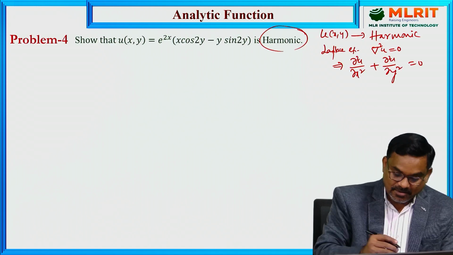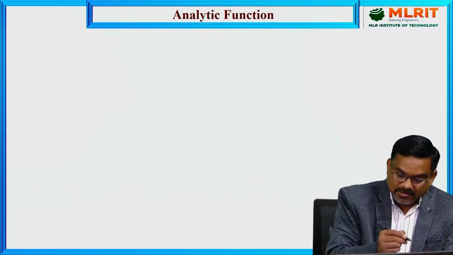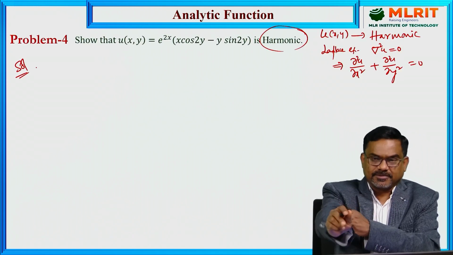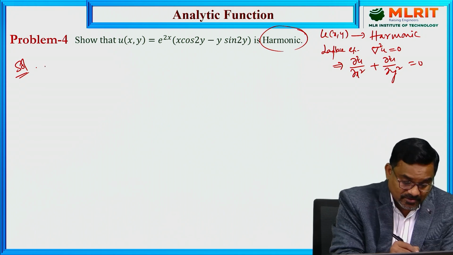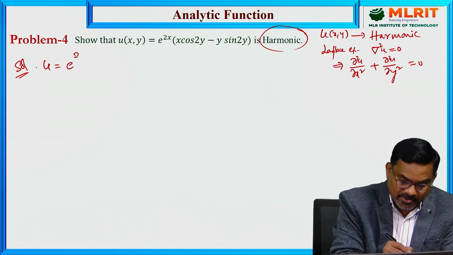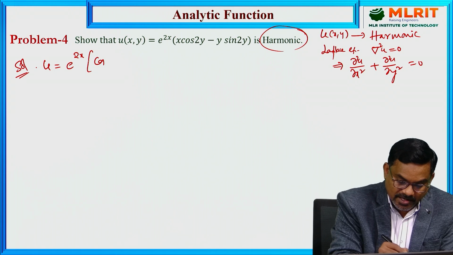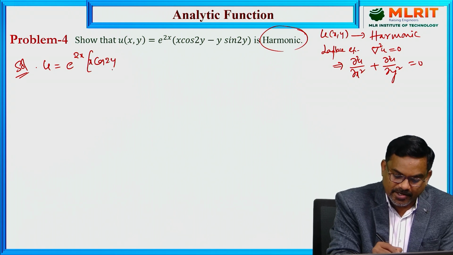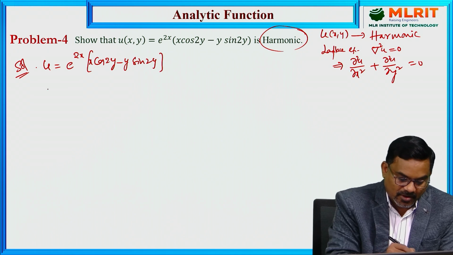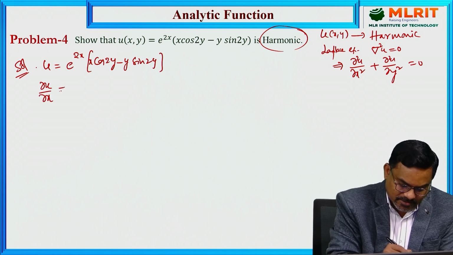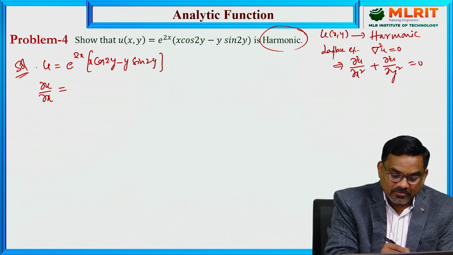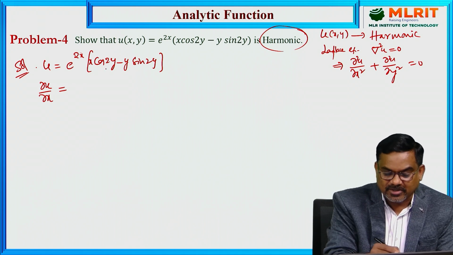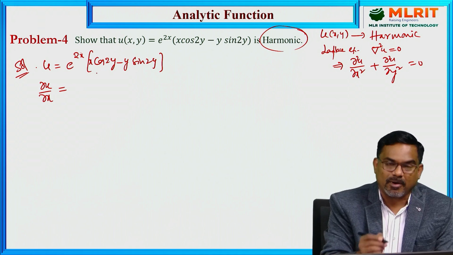Let us find the second order partial derivatives of u. So first, given u is e power 2x into x cos 2y minus y sin 2y. Now let us find dou by dou x first, partially with respect to x. So here we have e power 2x, and again here also it's a function of x, so uv rule we need to apply.